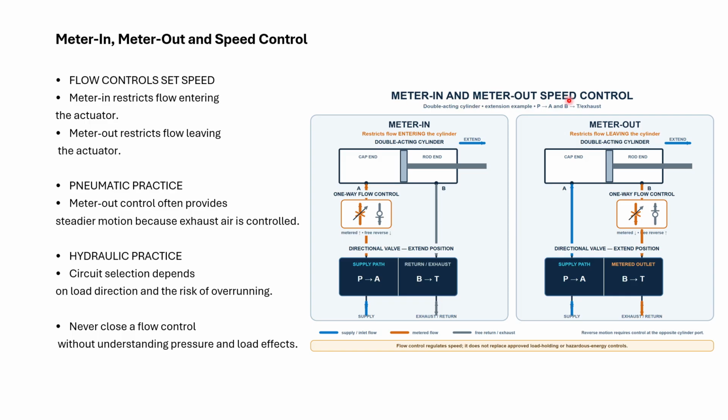Meter-in and meter-out speed control. Here, meter-in: P to A, meter in to the cap end. Meter-in means this flow can be adjustable, going to B to T. Meter-in: the return fluid is stable. Meter-out means the return fluid can be adjustable. Remember, never close the flow control without understanding the pressure and load effects.